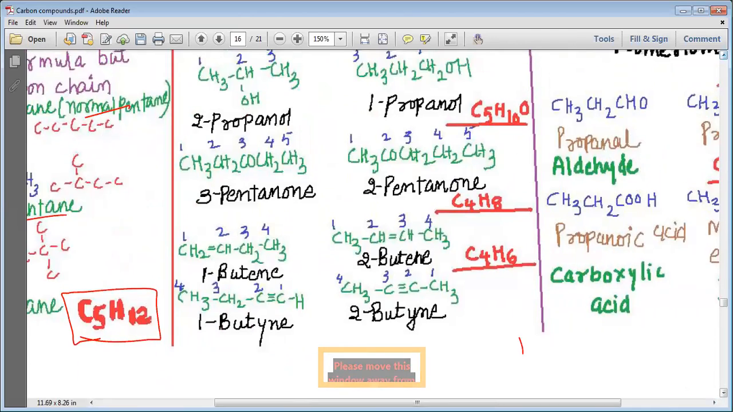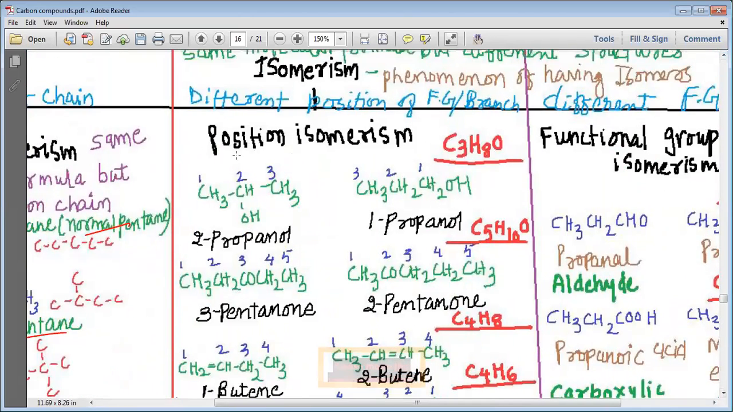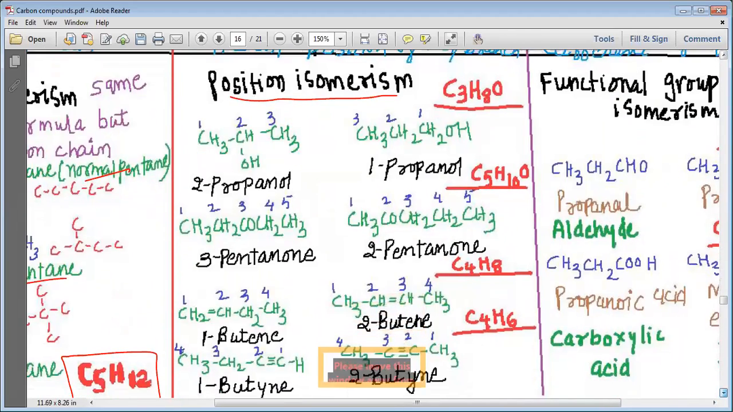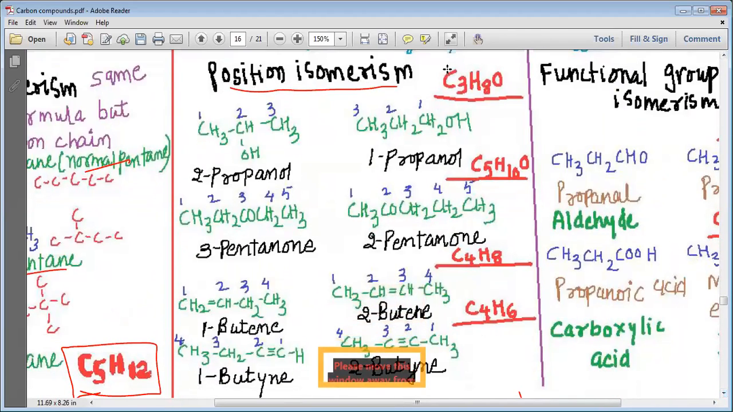Now, my dear students, we are going to study position isomerism. Here the position of the functional group is at a different carbon. They have the same molecular formula. You can see the molecular formula is the same for all these compounds, but they have different structures, and that is why they are known as position isomers. You can see here that the OH group is present on the first carbon, but here the OH group is present on the second carbon. That is why this compound is known as 2-propanol, whereas this compound is known as 1-propanol.